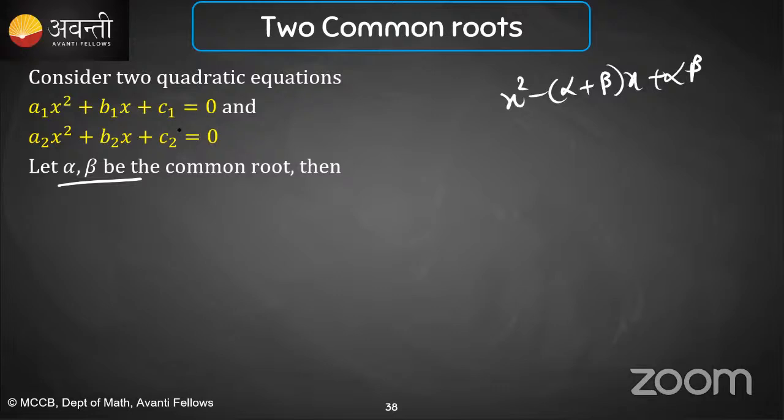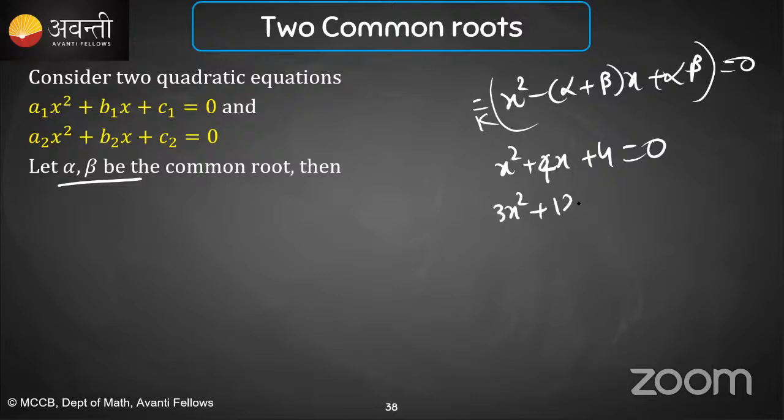Yes or no? So it means first quadratic equation is equal to this one and second quadratic equation is also equal to this one. So इसका मतलब क्या हुआ? These two are exactly same, right? So it means आप किसी भी एक quadratic equation को k से multiply कर दो, right? For example, let's say x square plus 4x plus 4 is equal to 0, and if I write down like this, 3x square plus 12x plus 12 is equal to 0. Now you know that this has the same roots, yes or no?